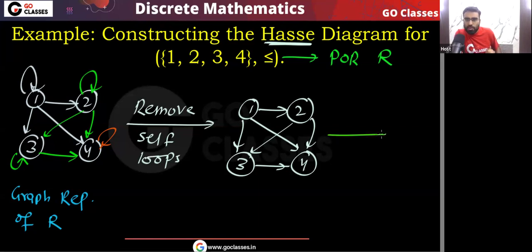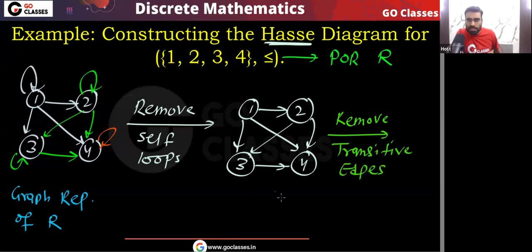What is the second thing to do? Remove transitive edges. Remove all the transitive edges. You can see a very simple point: 1 related to 2, 2 related to 3. So can I say 1 to 3 is a transitive edge? Yes, this is a transitive edge. Now what you do? Remove all the transitive edges.